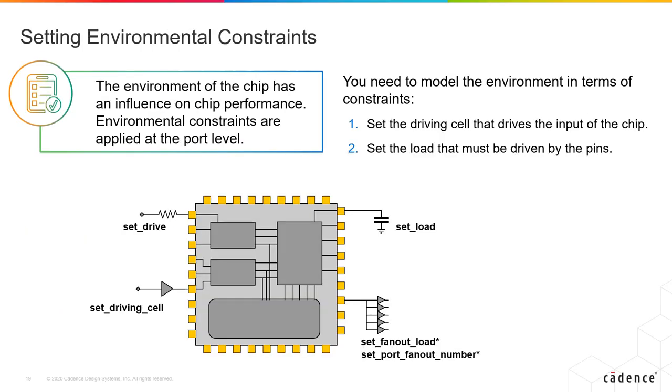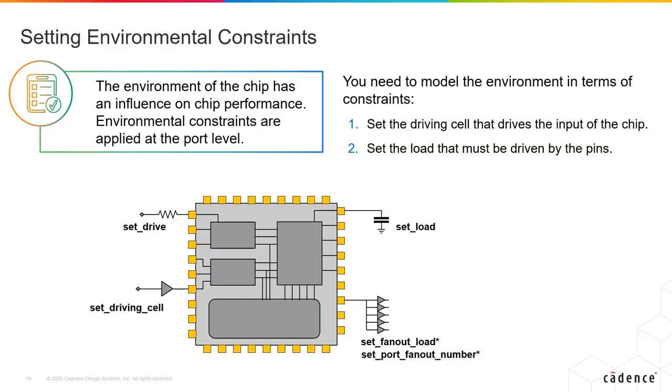The environmental constraints are typically applied at the port level. The environment of the chip obviously has an influence on your chip performance, and you need to model the environment in terms of the constraints. A driving cell is something that drives the input of the chip, and the load is what must be driven by the output pins. Both of these must be accounted for when you're designing your chip.